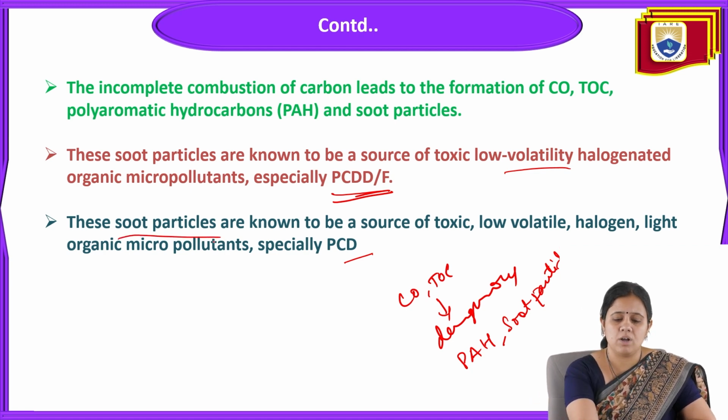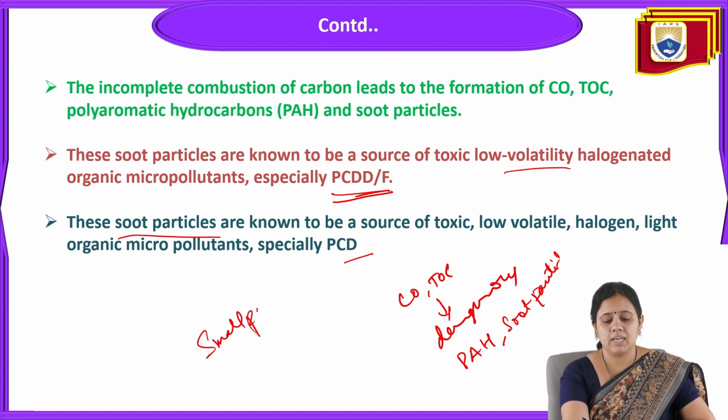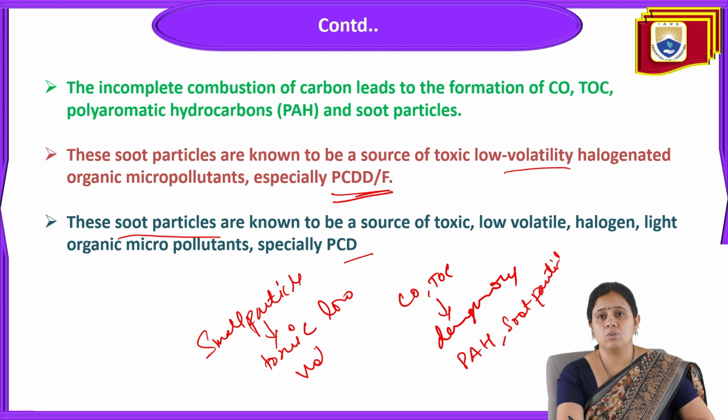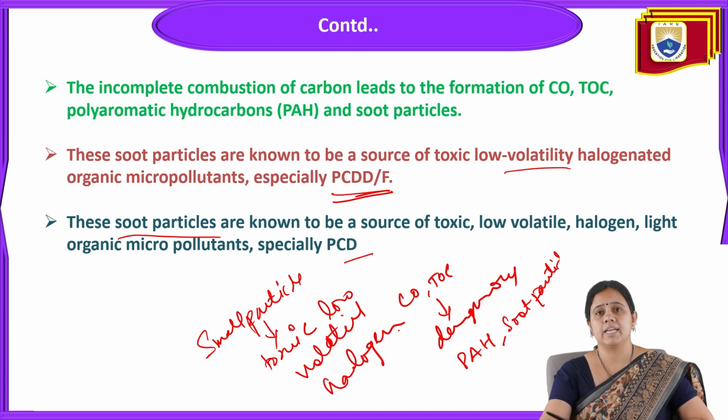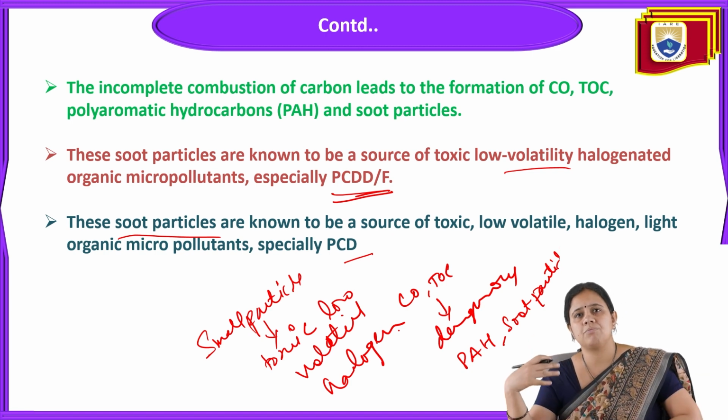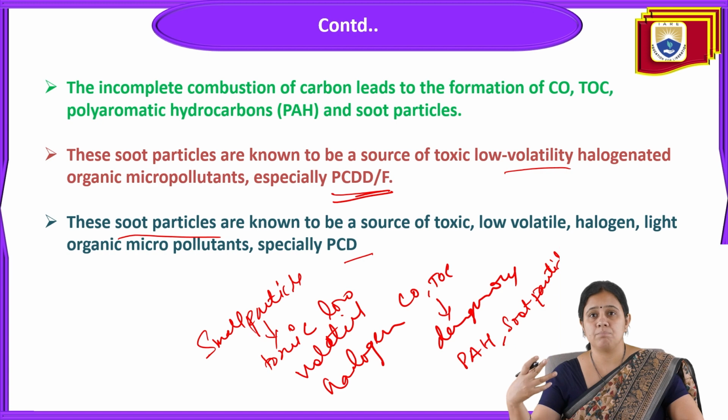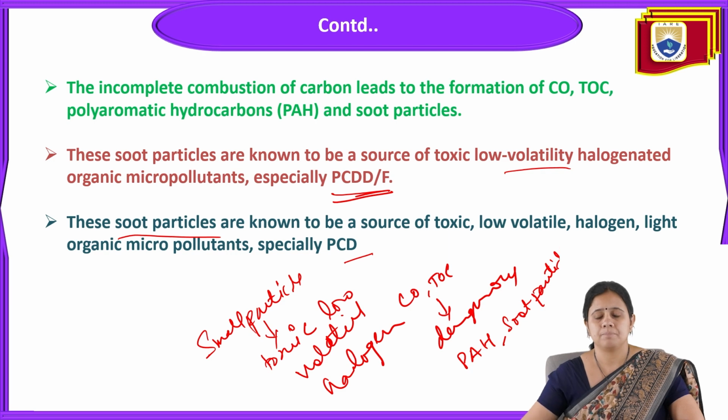Soot particles are small particles, and they are known to form some toxic substances. Toxic means low volatile material and halogens. These are toxic particles that come out of the flue gases from burning. Due to incomplete combustion, small particles change into low volatile compounds like carbon monoxide, TOC, or sometimes the very dangerous PAH, and soot particles.